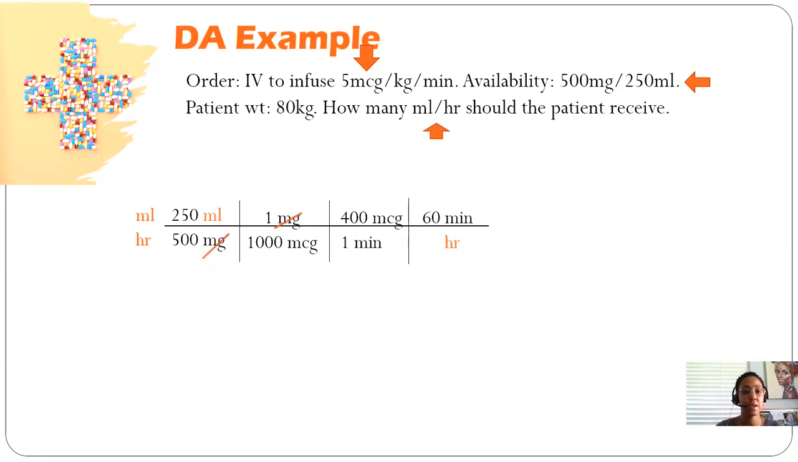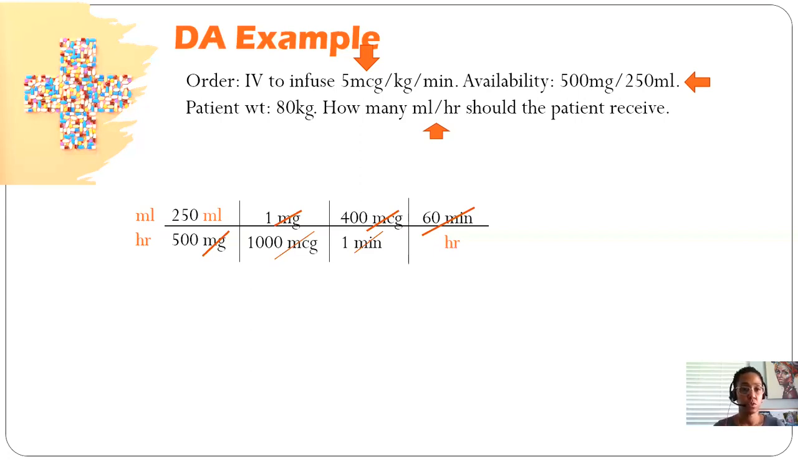All right, so let's cancel out any like units. And then we have left mLs and we have left hour. That's how you know your problem is complete. You don't need any other factors. You're going to multiply across in your calculator.